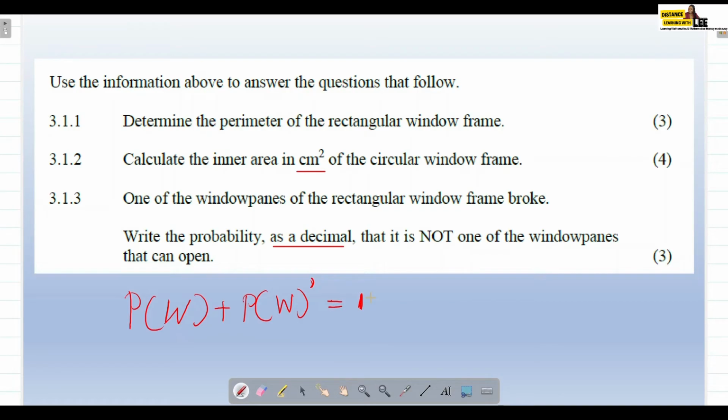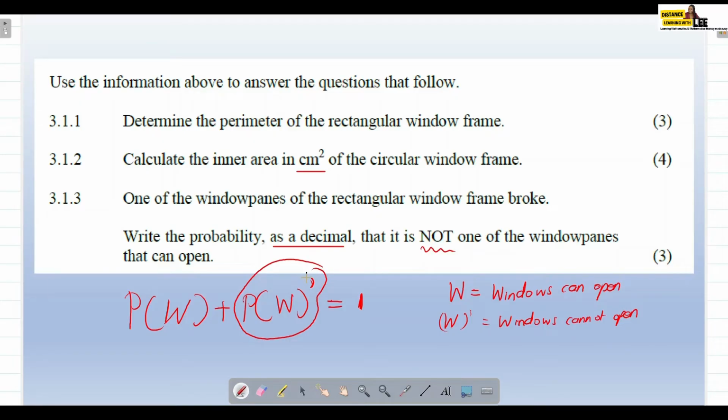So in this case, because we basically know, right, what is the probability? Actually, let's just deal with that. So the W denotes that windows can open, okay? And then when you see that W prime, windows cannot, okay? So let's just first start off by using the complementary rule to find out what is the probability that it is not one of the window panes that can open. P(W prime), that is what we're looking for.